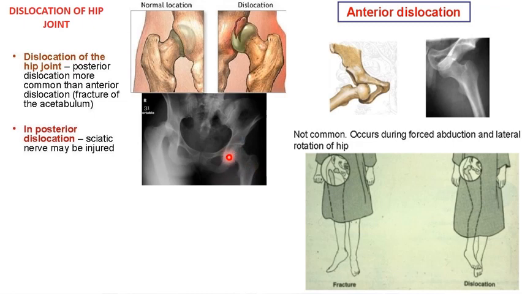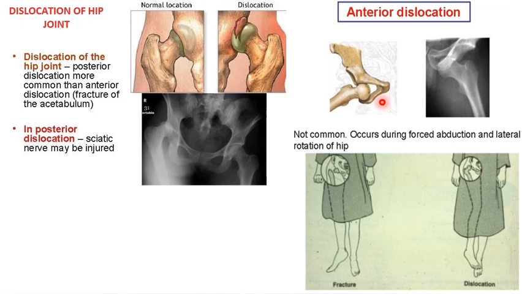So this is the normal hip joint here. This has displaced posteriorly. In this posterior dislocation, the sciatic nerve can be injured with the pressure of the head onto the sciatic nerve. And this is the anterior dislocation, where the head is seen within the obturator foramen from the acetabular cavity. The head is seen dislocated onto the obturator foramen.